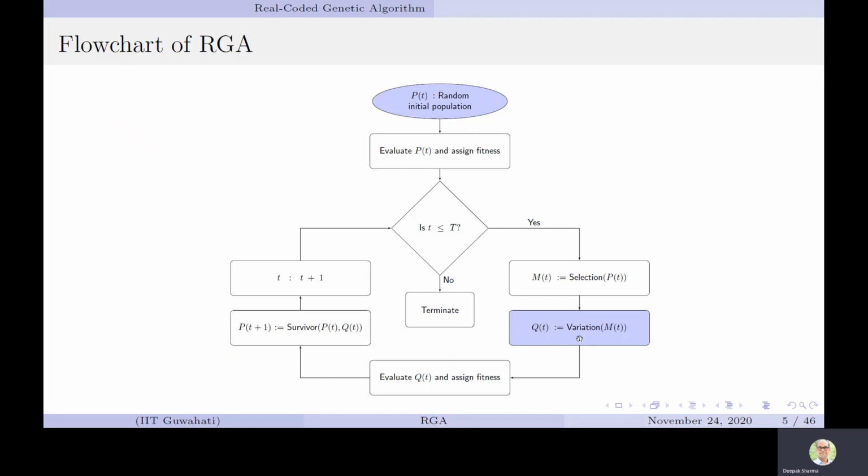Second is in the variation, meaning that we have to perform crossover and mutation. Since we are dealing with real numbers, we cannot directly use the concept of the binary string, since it is not available to us. So we have to change crossover and mutation for converting the genetic algorithm to real coded GA. The rest of the things will remain the same, which we are going to understand with an example.